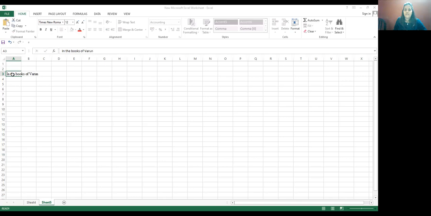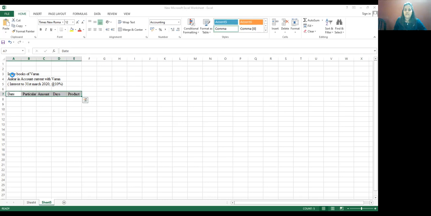Ankur in current account with Varun, to 31st March 2020. So we'll do the product method: date, particulars, then amount, days, product. Same columns on the other side.